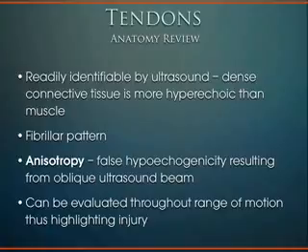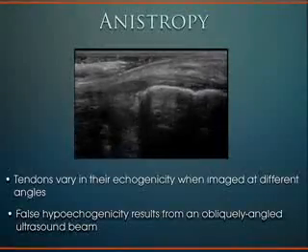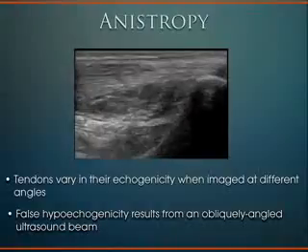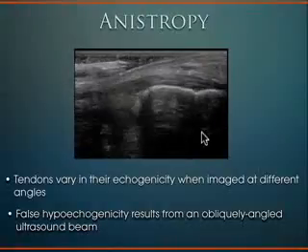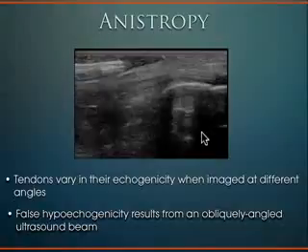And the other nice thing with tendons is it's real time, it's dynamic, so you can actually see the tendon move. You can see it move through the whole range of motion of that joint, and you can see if there's any disruption in anatomy at that point. So this is anisotropy, just to talk a little bit more about that, and we'll see that as we go through the practical scans this afternoon.